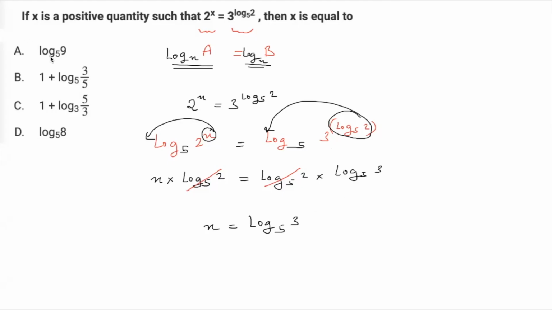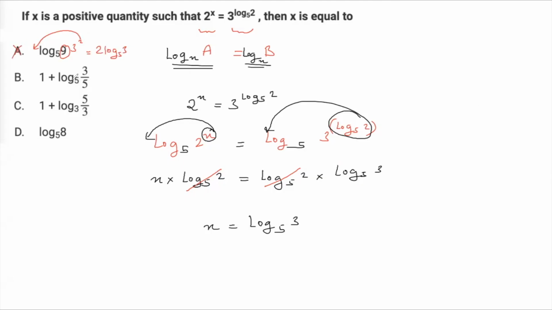Now, we can observe that none of the options directly matches with this. But if you want, you can eliminate the options. Like the first option says log of 9 to the base 5. 9 can be written as 3 square. And again, the 2 will come outside in the numerator. So this part is actually 2 log 3 to the base 5, which is not what we want.